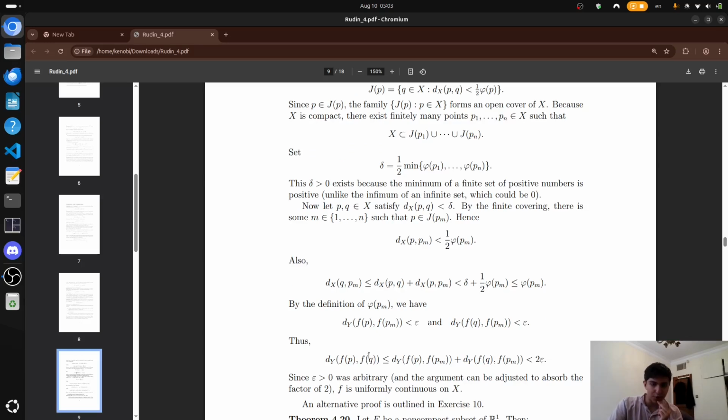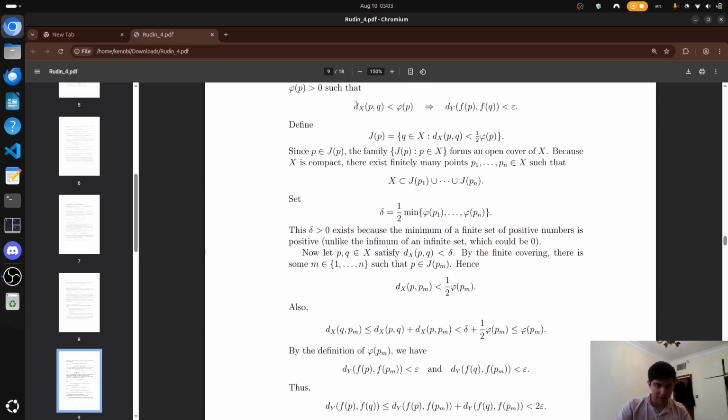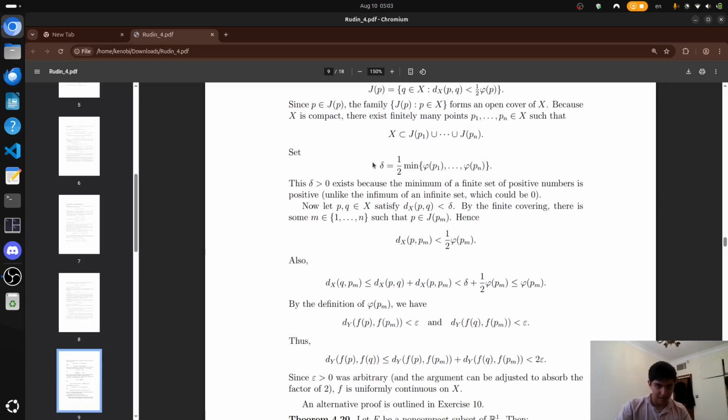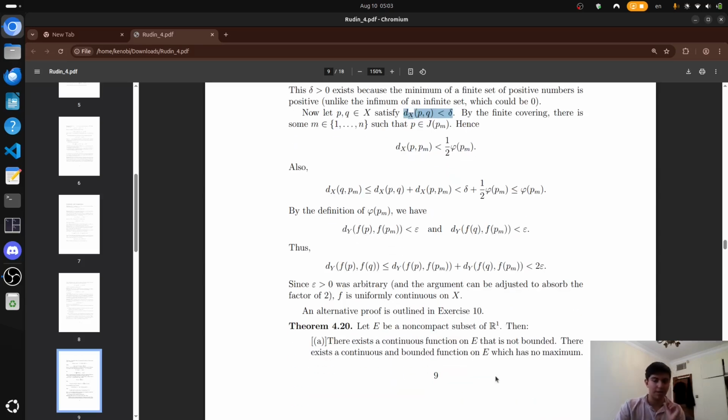Now you add these two results together, you get the distance in Y from f(p) to f(q) is less than 2 epsilon. Which you can take to be epsilon because the 2 is absorbed, because epsilon is arbitrary. So you get to the conclusion that d_X(p, q) less than delta implies d_Y(f(p), f(q)) is less than epsilon, which proves that it is uniformly continuous. That's the definition.